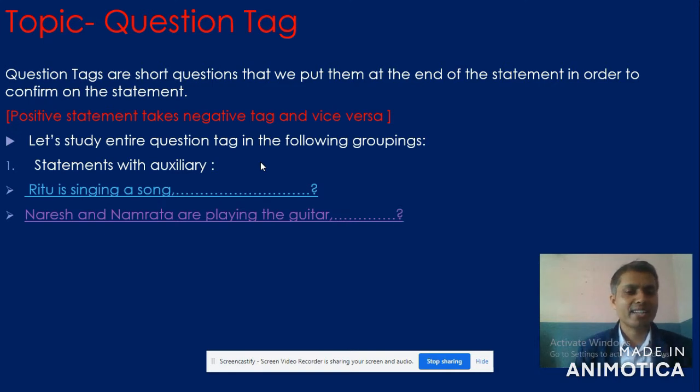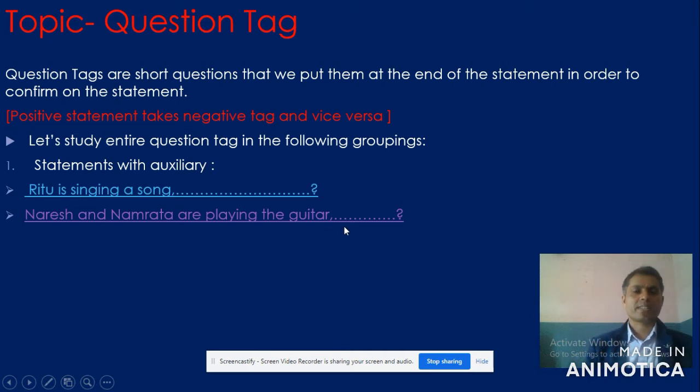Naresh and Namrata are playing the guitar. Okay, let's look at this question very first. Naresh and Namrata, noun. And so the pronoun will be they. You must know very first: are is an auxiliary verb, playing is verb 4, the ing form, the guitar, right?